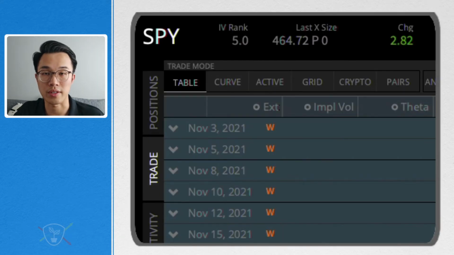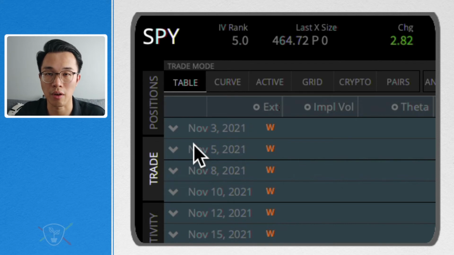So in Tastyworks, this metric is known as the IV rank. So we can see that up here in the top of the screen for this particular stock. This is the Spider ETF. The IVR right now is 5. So that is relatively low compared to the 52-week volatility of the SPY.